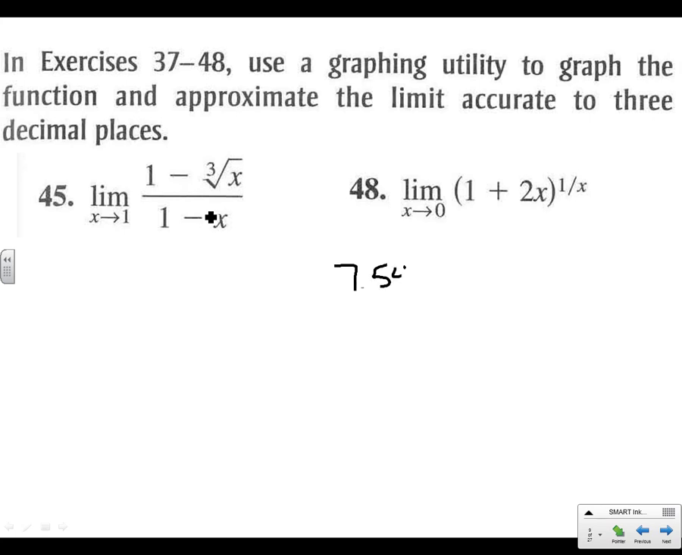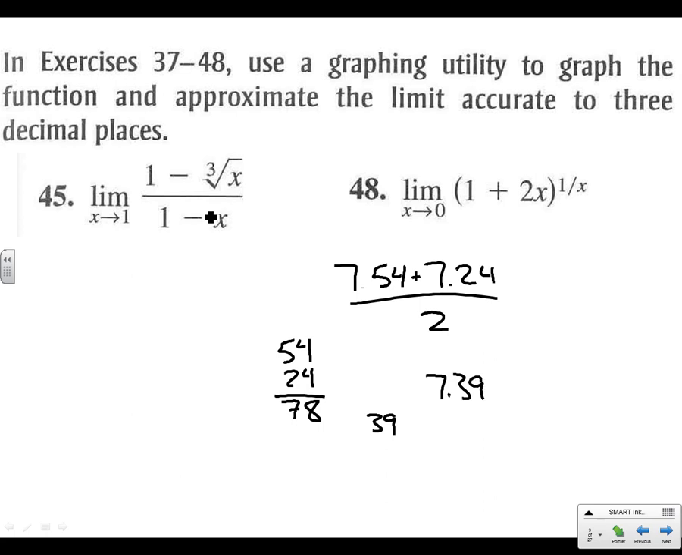So we're going to add them up and divide those by 2. And if we do that right, halfway between 24 and 54 is 78. Half of 78 is 39. So we're going to have 7.39 as our answer on 48.